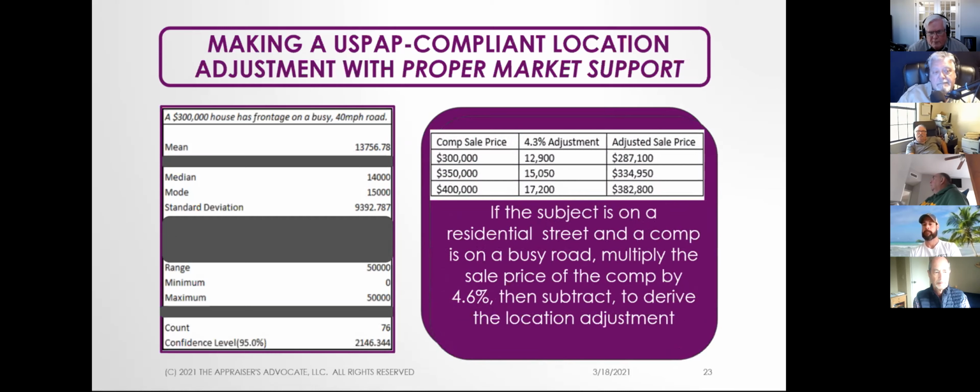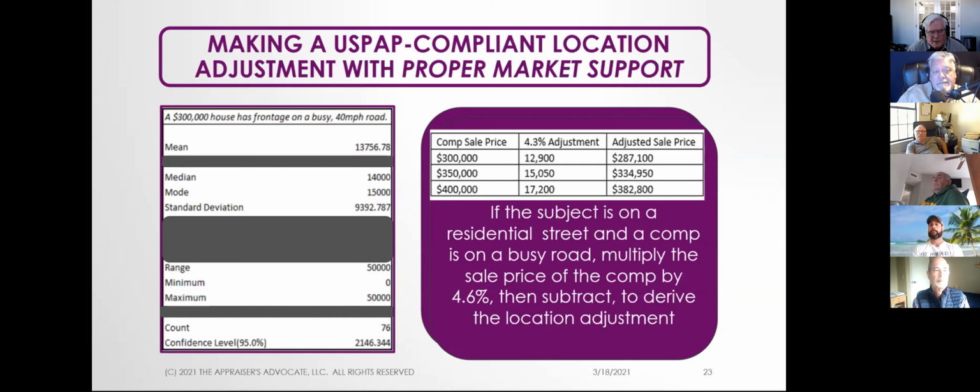But here is a comp sale of $300,000. This is a 4.3% adjustment, okay? So 1290, it's 287. Again, wait a second. We've got something wrong here, 4.3 and 4.6. If the subject is on a residential street and a comp is on a busy road, multiply the sale price of the comp by whatever that percentage is, and I think it's 4.6, but I'm not sure, so that might be a typo. Yeah, but anyway, a typo because I typed it. Yeah, I'm taking this percentage. So 13,756 divided by 300 is the percentage adjustment.